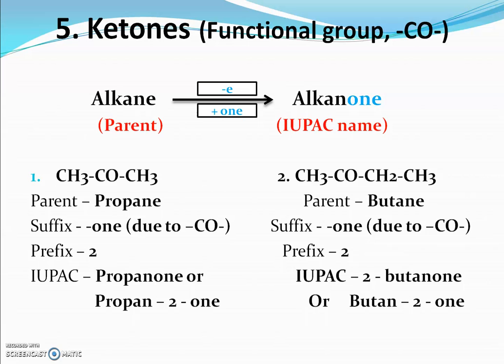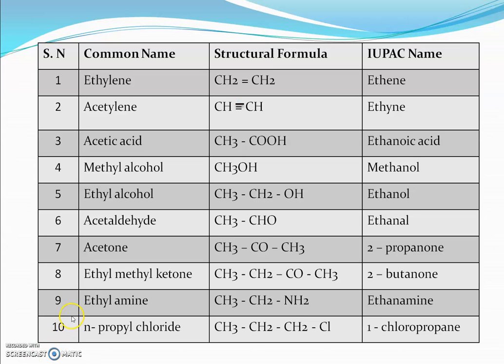So in these last 2 videos, we have discussed how the IUPAC names of organic compounds are decided by using the IUPAC rules of nomenclature. In the last section of this video, you will see mixed examples, and these mixed examples are named according to the IUPAC system of nomenclature. In this table, we have taken 10 examples along with their common name, structural formula, and in the last column we have taken their IUPAC name.